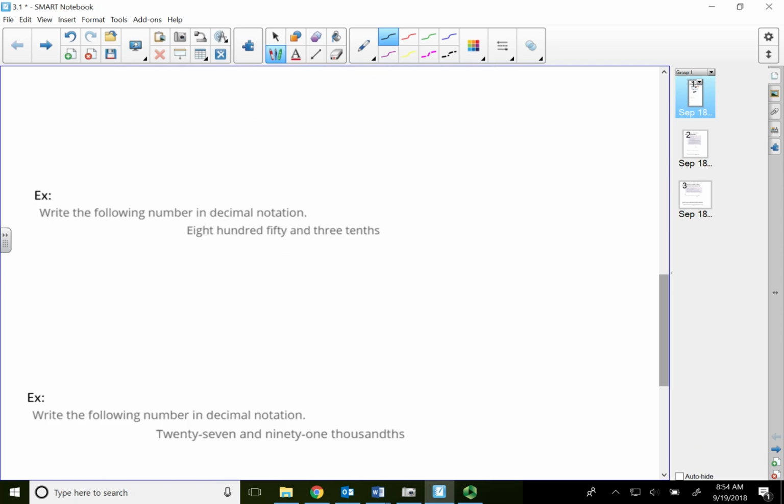The trick to reading a decimal number from the wording and translating it into numerical notation is to find the word "and." The word "and" is where the decimal is. Before that is my whole number place, 850. So that's 850, and my decimal. And here we say "and 3 tenths."